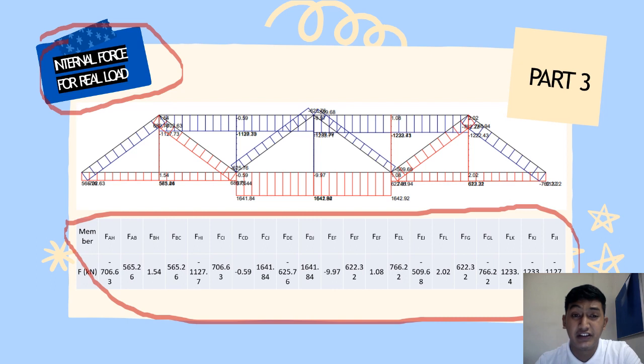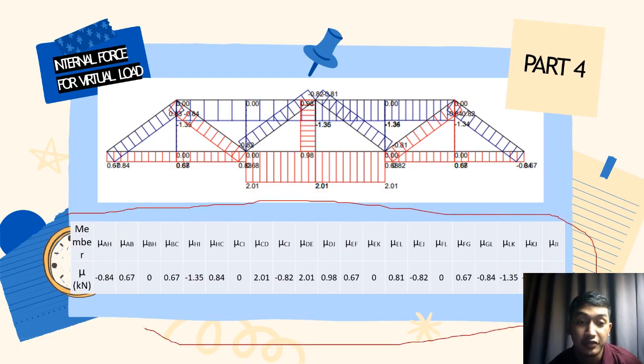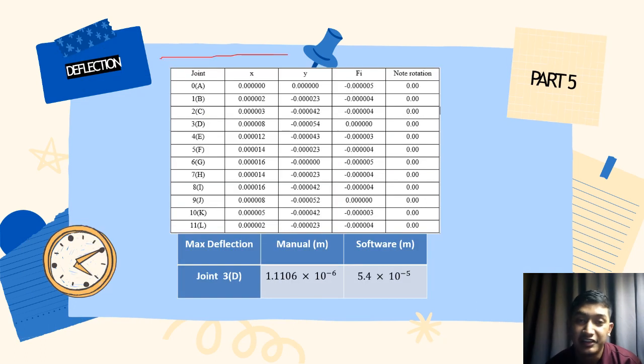Most of the part is the same as manual calculation, but there is some part that's slightly different from the manual calculation. And next, this is the internal force for virtual load. It is pretty much the same as the manual calculation, but just different decimal places. And last but not least, this is the deflection that we get from the software. As you can see, the highest deflection is at joint 3, which is 5.4 times 10 to the power of negative 5. It is slightly different from the manual calculation. That's all from me. Thank you.